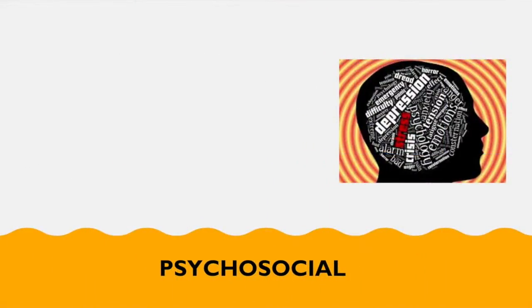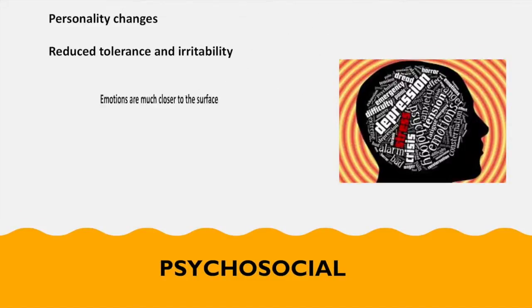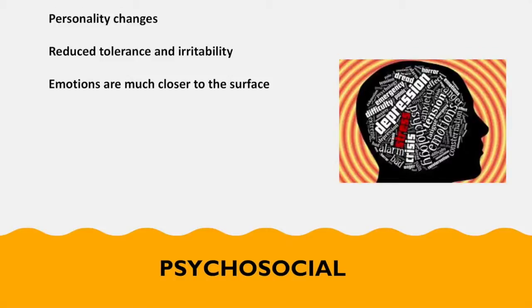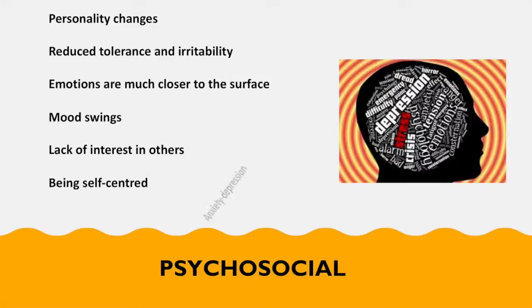And finally, the psychosocial elements of brain injury. So personality changes are quite common, as are a reduction in tolerance and a general irritability that goes with that. Then emotions are much closer to the surface and therefore expressed much more easily. Mood swings are common, and there's a lack of interest in others. Being self-centered would go along with that. And then finally, not surprisingly, anxiety and depression are common with people with brain injury.